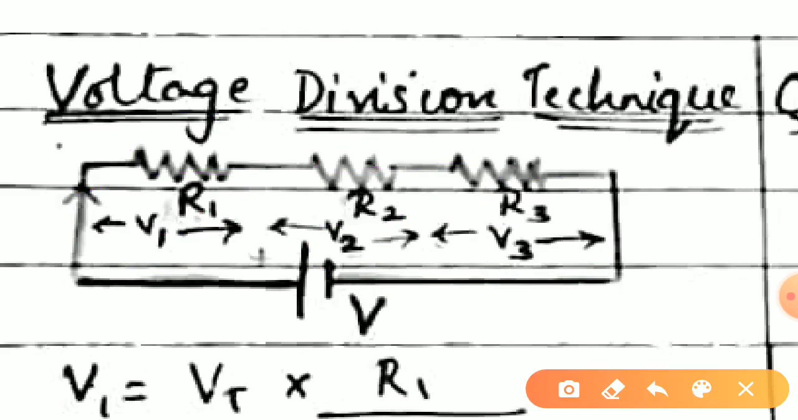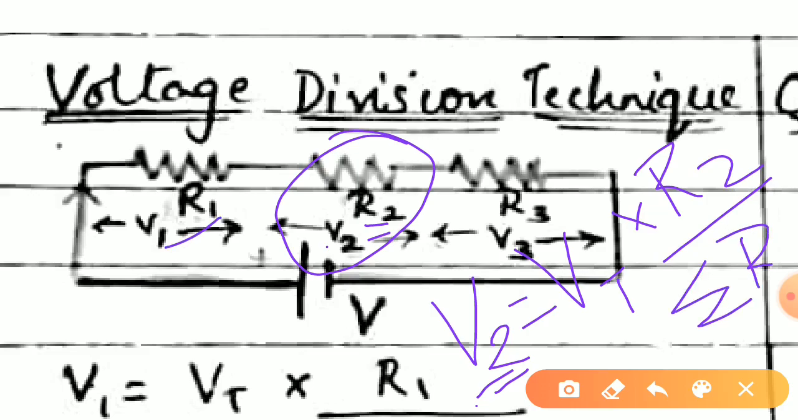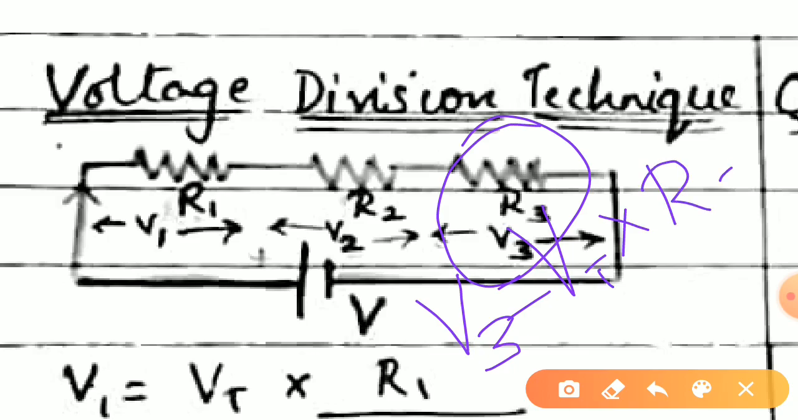If we need to find the voltage drop across R2, we can use the formula for the voltage division technique, that is V2 is equal to total voltage into R2 upon the summation of resistances. Here we have resistances R1, R2, R3, which we add up, and we get the value of voltage V2. Similarly, the voltage drop across R3 will be V3 is equal to total voltage into R3 upon R1 plus R2 plus R3.